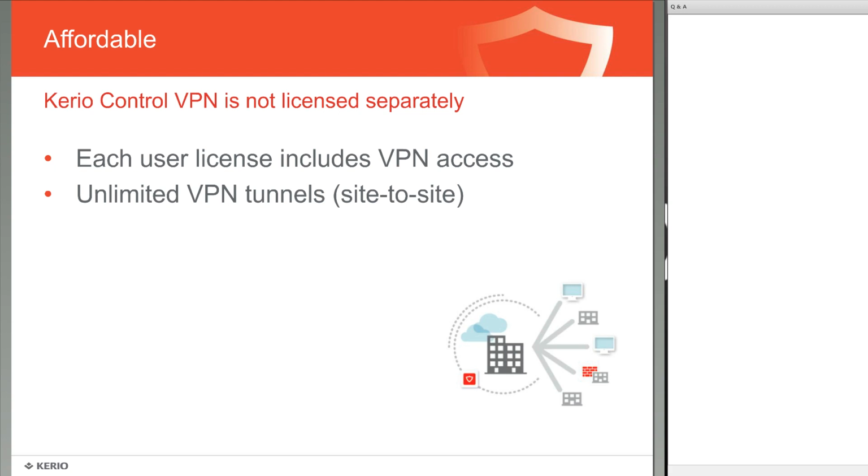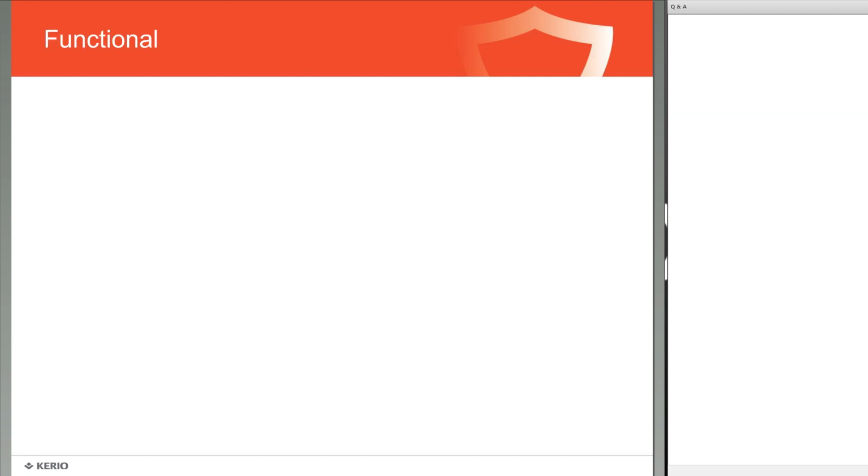And if you're doing site-to-site tunneling, there are no restrictions whatsoever with the licensing. You can have as many VPN tunnels as you like. That's not tied to the licensing. So it is a very affordable implementation of VPN.